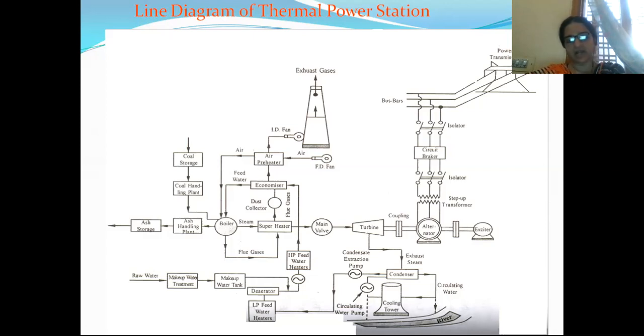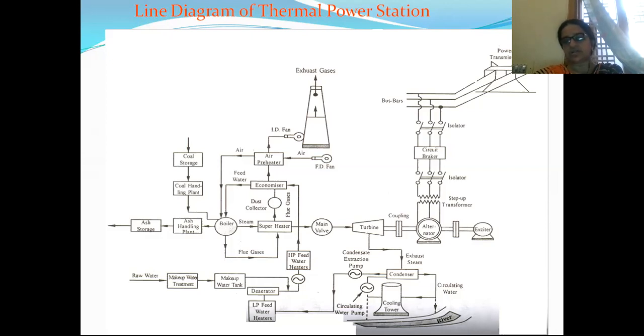Next there are LP feed water heaters and HP feed water heaters. LP means low pressure feed water heaters, and there are high pressure feed water heaters. I'll explain this also while explaining the air preheater and economizer. Coming to the right side at the bottom, the exhaust steam: from the end of the turbine, it is connected to the condenser.